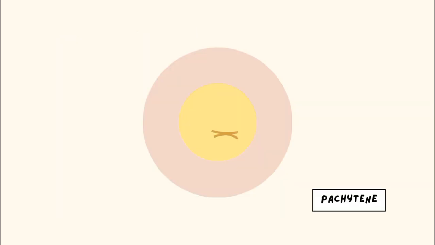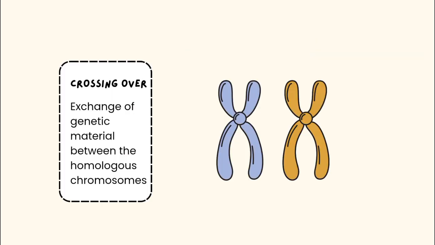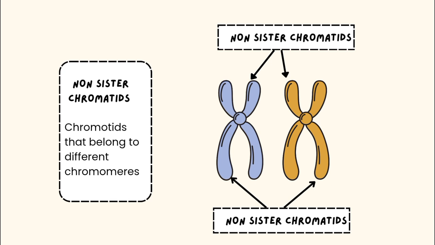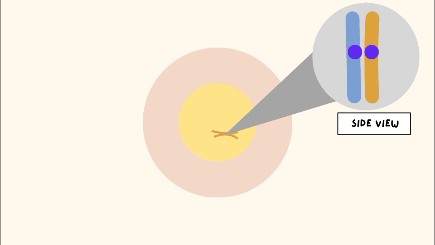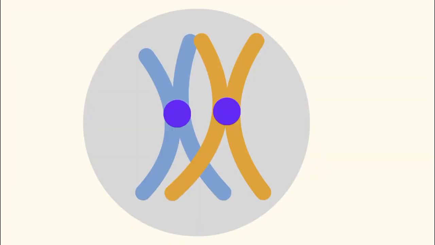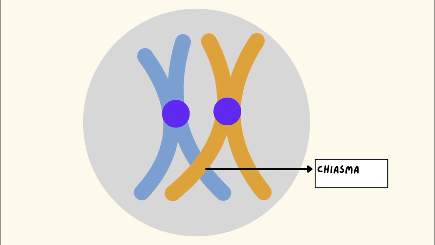Zygotene is followed by the pachytene stage, during which the exchange of genetic material known as crossing over takes place between the non-sister chromatids. Non-sister chromatids are chromatids that belong to different homologous chromosomes. The cell then enters the diplotene stage. During diplotene, the synaptonemal complex disintegrates, causing homologous chromosomes to start moving apart. However, they remain physically connected at one or more points called chiasmata, which are the sites where crossing over occurred.